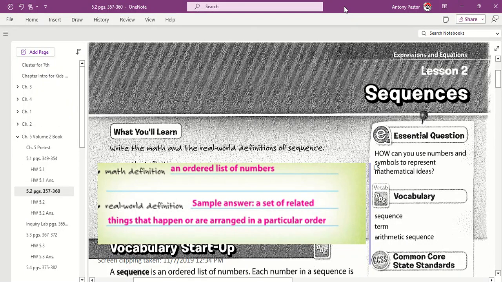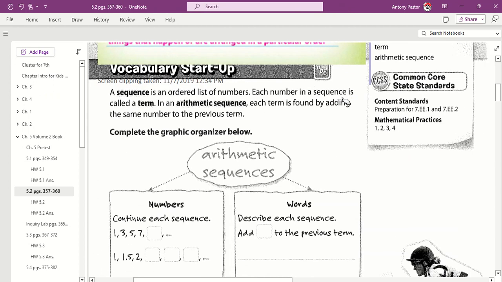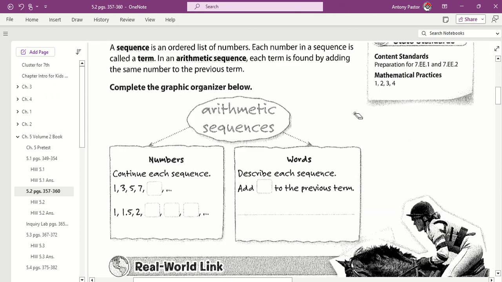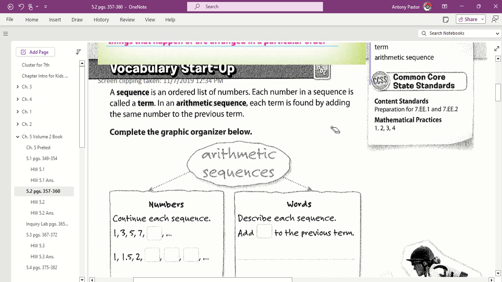P. Today we're doing 7th grade math, chapter 5, lesson 2, and we're dealing with sequences. Sequences are going to be pretty quick and easy. A sequence is an ordered list of numbers. Each number in a sequence is called a term. In an arithmetic sequence, each term is found by adding the same number to the previous term.